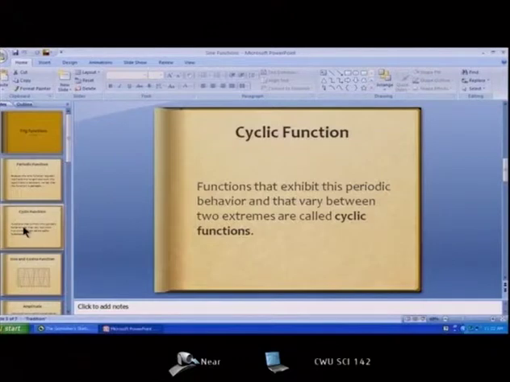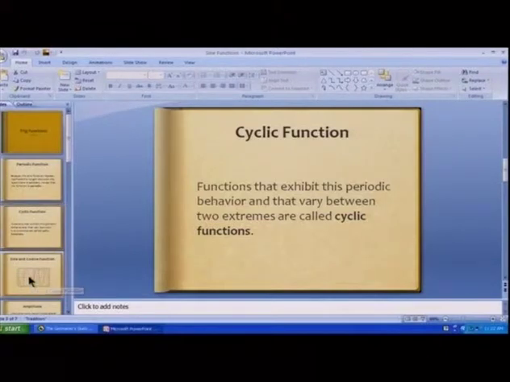Functions that exhibit this kind of behavior, where they repeat themselves over and over again, and where they vary between two extremes, if you notice there was a high point on that sine wave and a low point, we call those cyclic functions. So we're going to be talking today about two cyclic functions, the sine curve and the cosine curve. If you would like, at this point it might be a good time to stop the video and hand graph the cosine function just to see its behavior. If not, you can stay with me and I'm just going to give you a shortcut and show you what it looks like.